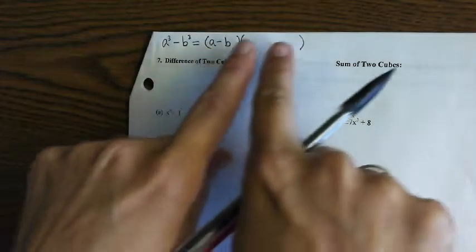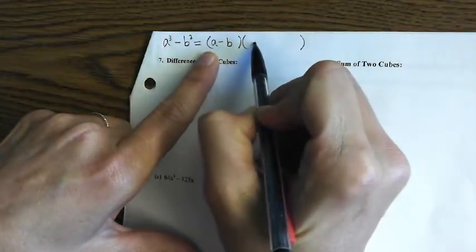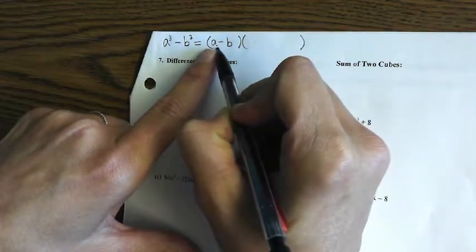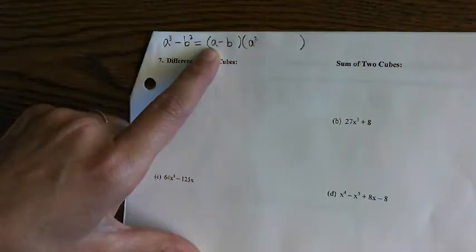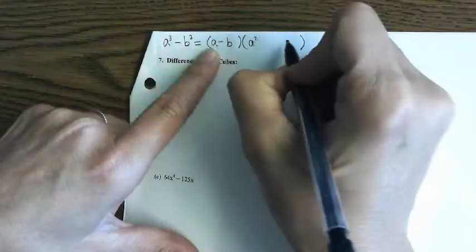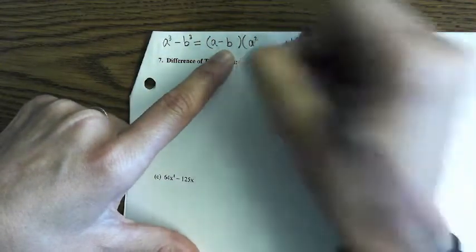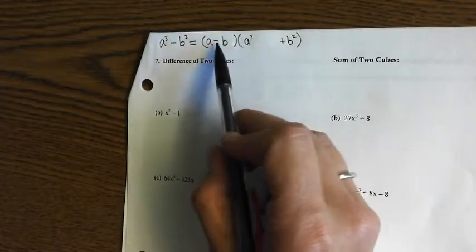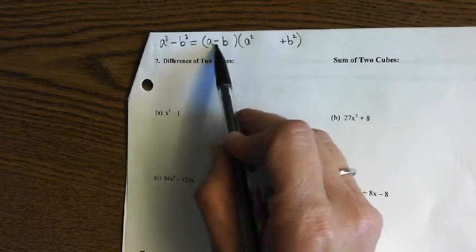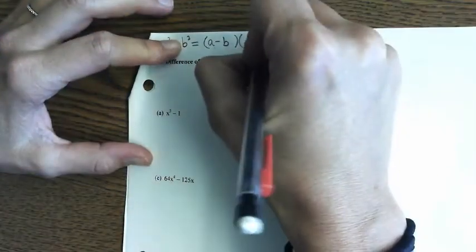And then when you jump to the trinomial, your first term of your trinomial is whatever that first term was, but just square it. So that's just an a squared. Your last term is just the last term squared, so b squared is b squared. And your middle term is just going to be the product of these two, ab, but the opposite sign, so plus ab.